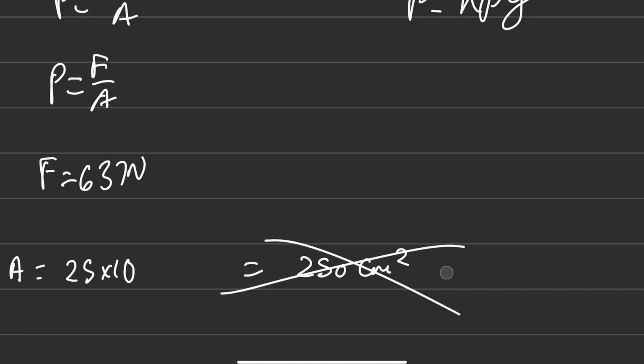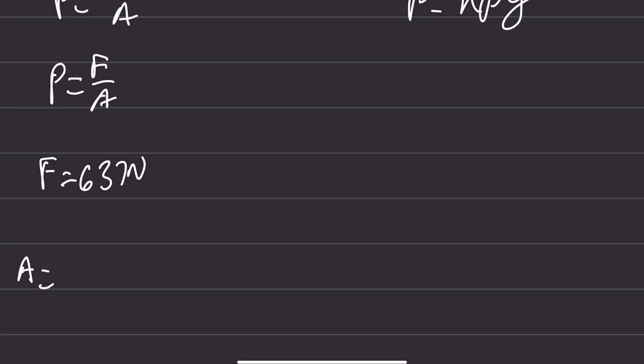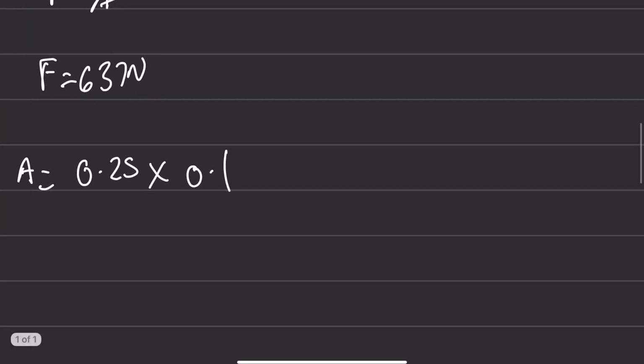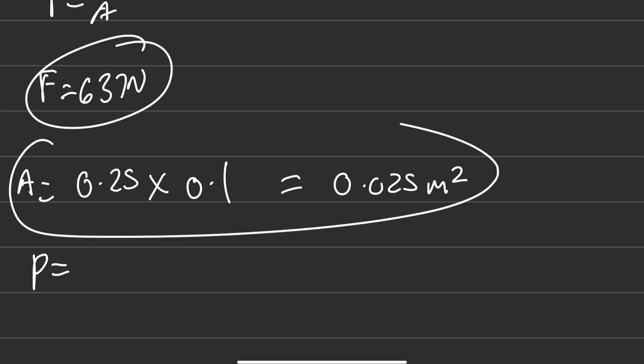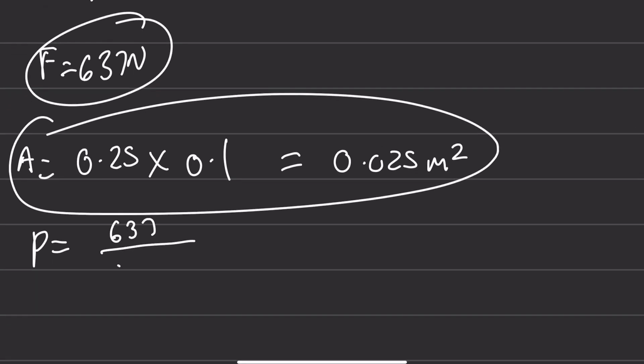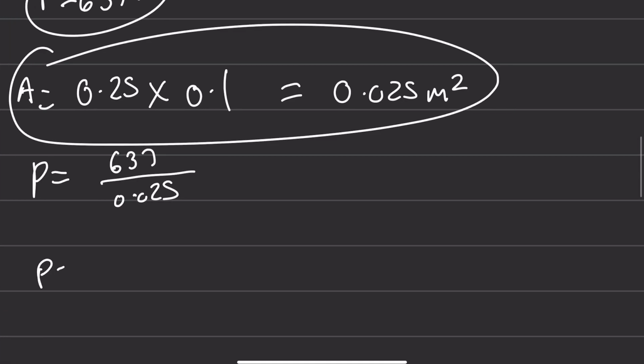So we can convert this into meters. 25 centimeters into meters is 0.25. Times by 10 centimeters, but we don't want centimeters, remember, we want meters, so you times that by 0.1. These are all in meters, so this will give you meters squared, which will give you an answer of 0.025 meters squared. Now we can calculate the pressure by dividing the force by the area, which is 637 over 0.025.